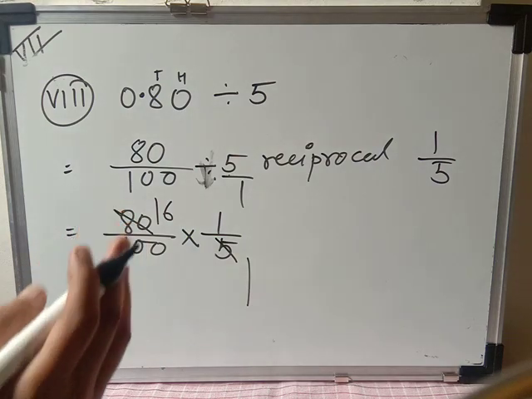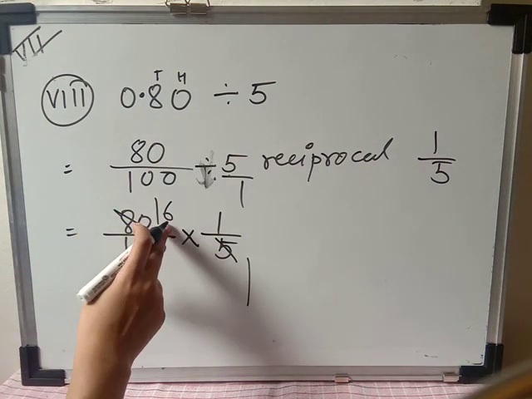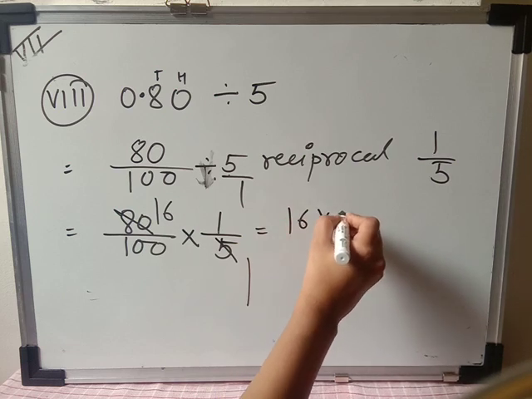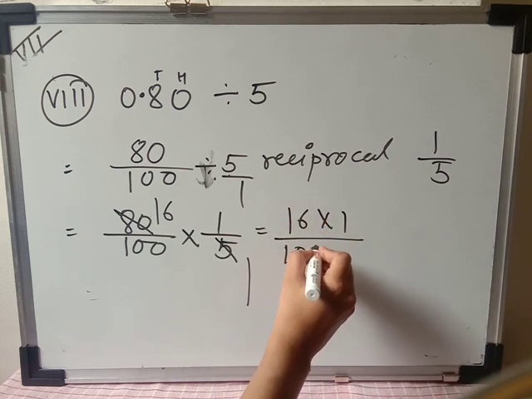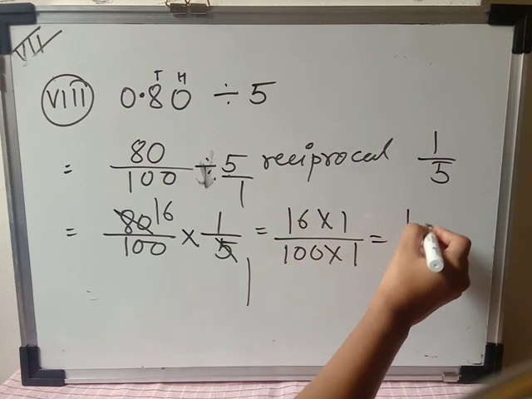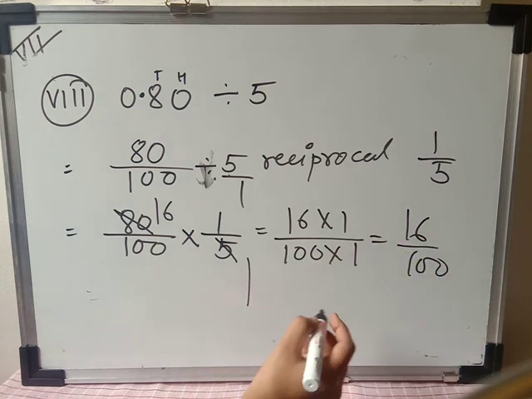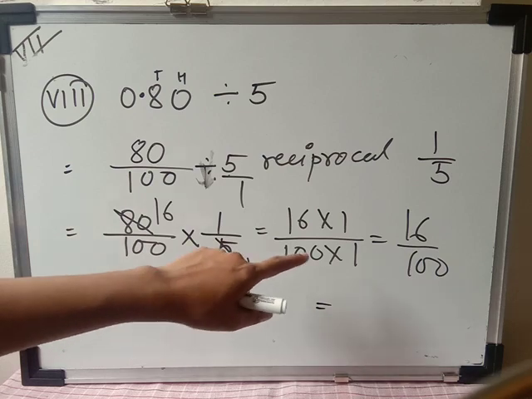Do the division in your notebook and see if the answer is coming 16 or not. Now here will come 16 multiplied by 1 and 100 multiplied by 1. That is 16 upon 100. Now let's do the division of 16 upon 100.